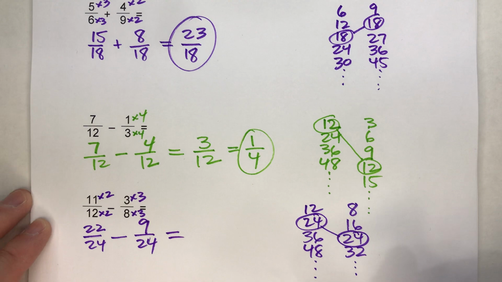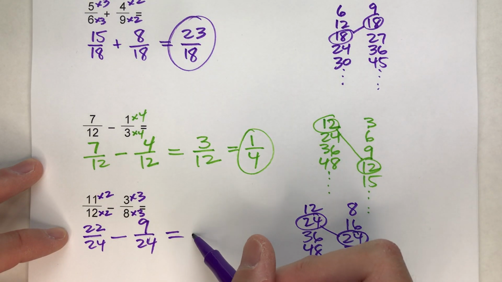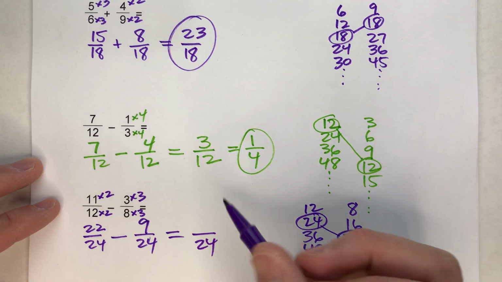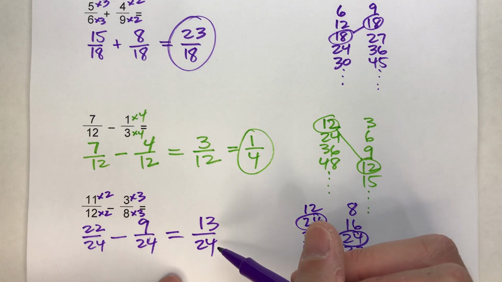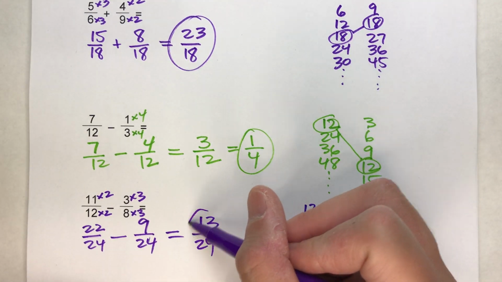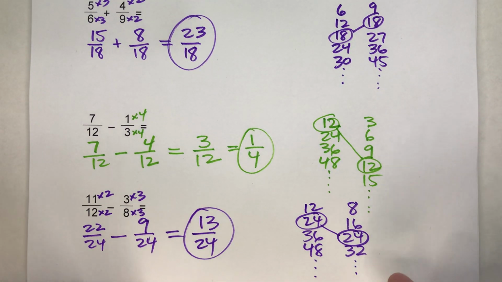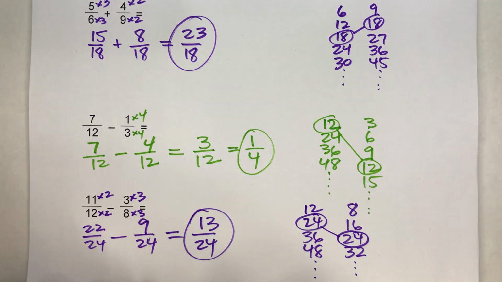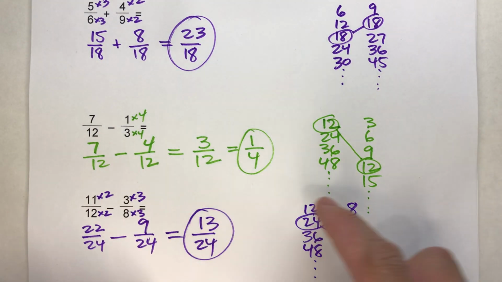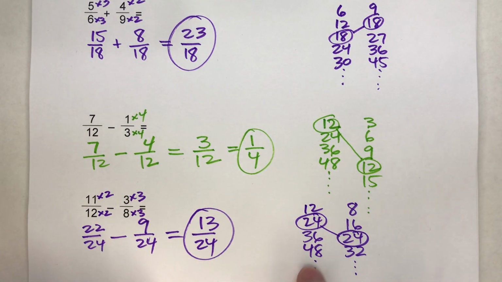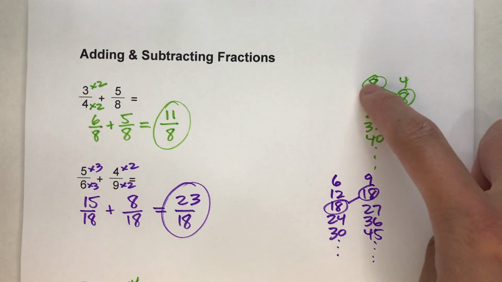And now, this is a much easier problem. 22/24 take away 9/24 gives us how many 24ths? Well, 22 minus 9 is 13, so 13/24. Can I reduce this? No, 13's prime. That's my answer. Okay? So, again, the secret to adding and subtracting fractions is you have to find a common multiple, okay? If you're having trouble finding the common multiple, list out the multiples of each denominator until you find the pair of numbers that are the same in each column.